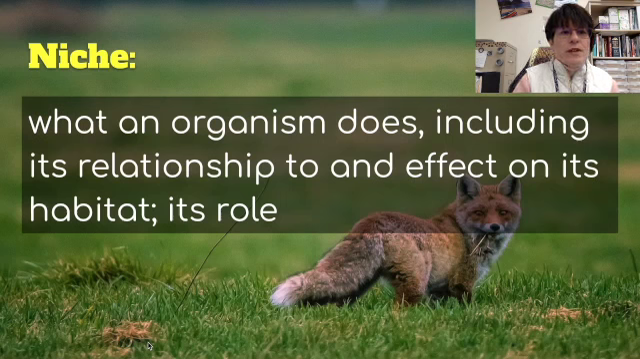Each organism also has a niche. This is what an organism does, including its relationship to and effect on its habitat, its role. So here we have a fox, and part of that fox's role is to, say, kill and eat mice, as you can see it eating, or whatever it eats in its environment is part of its role. And so all of its interactions there.